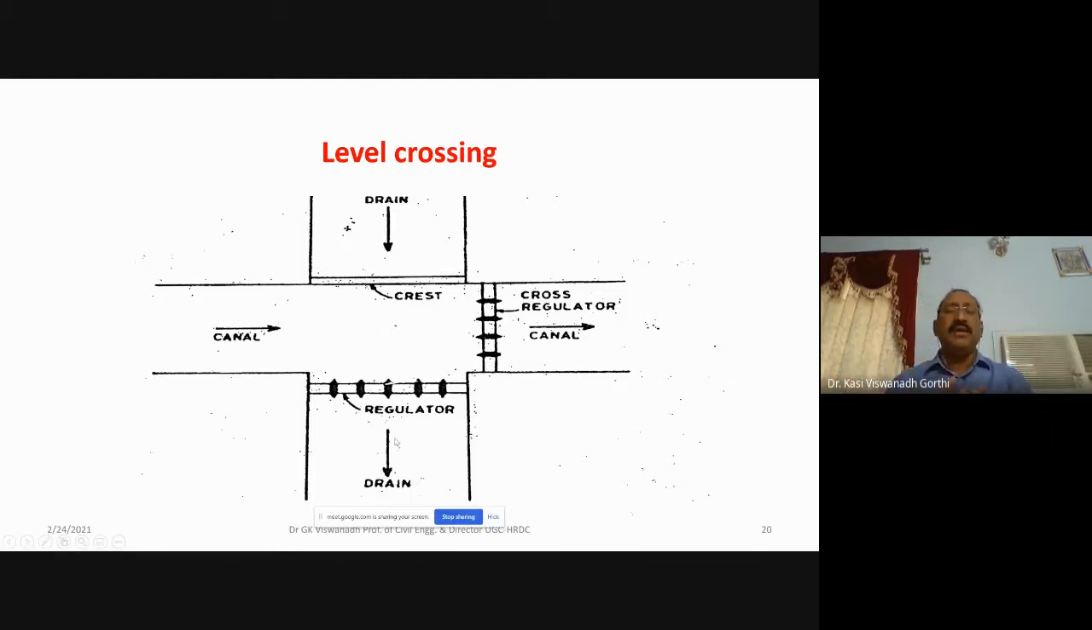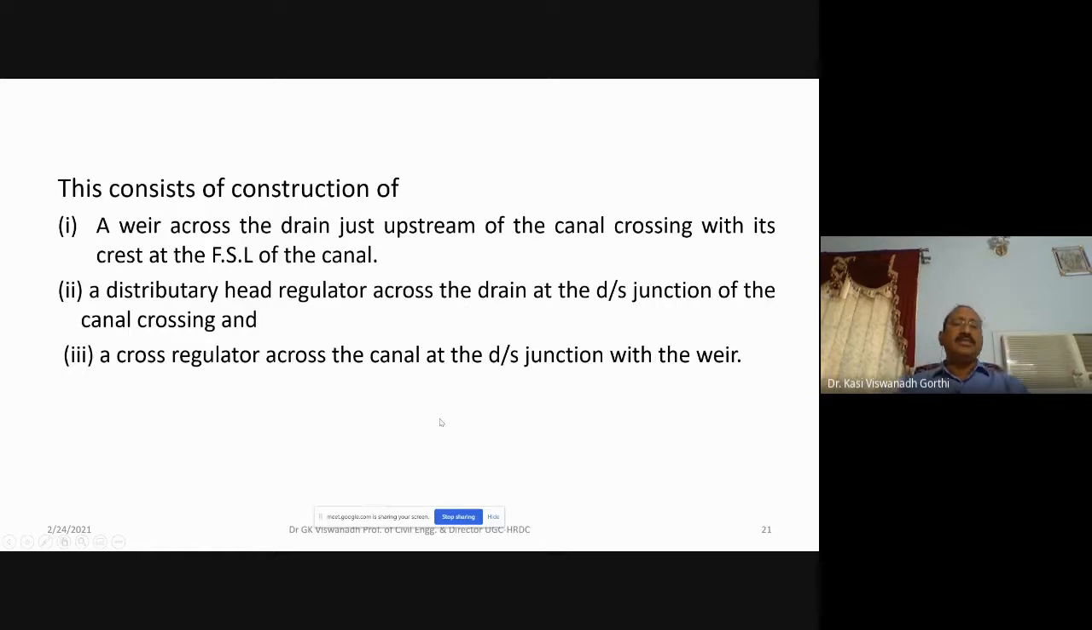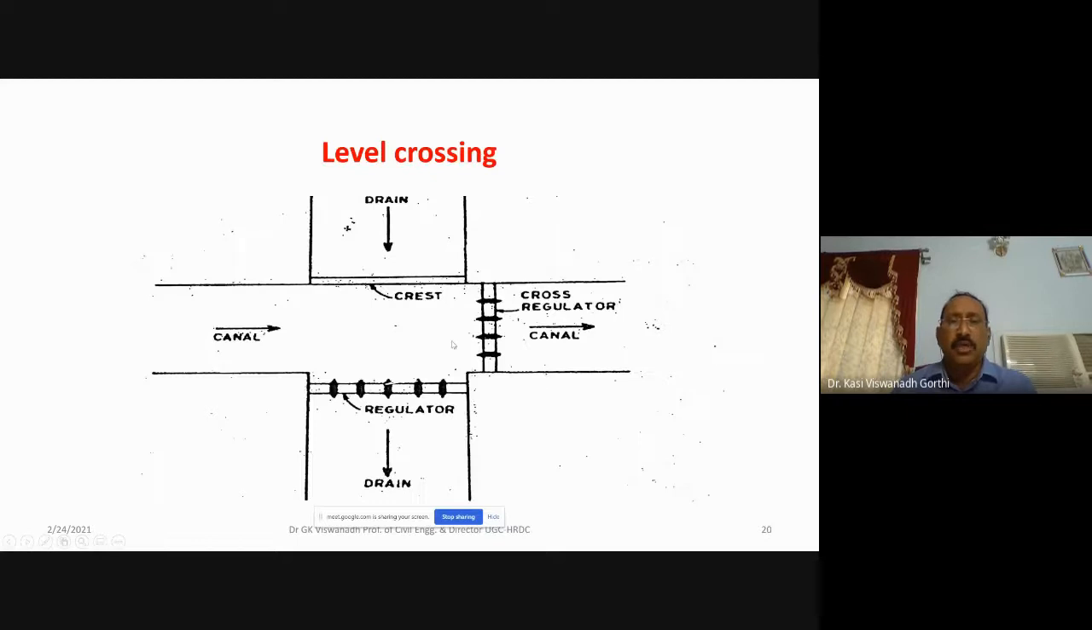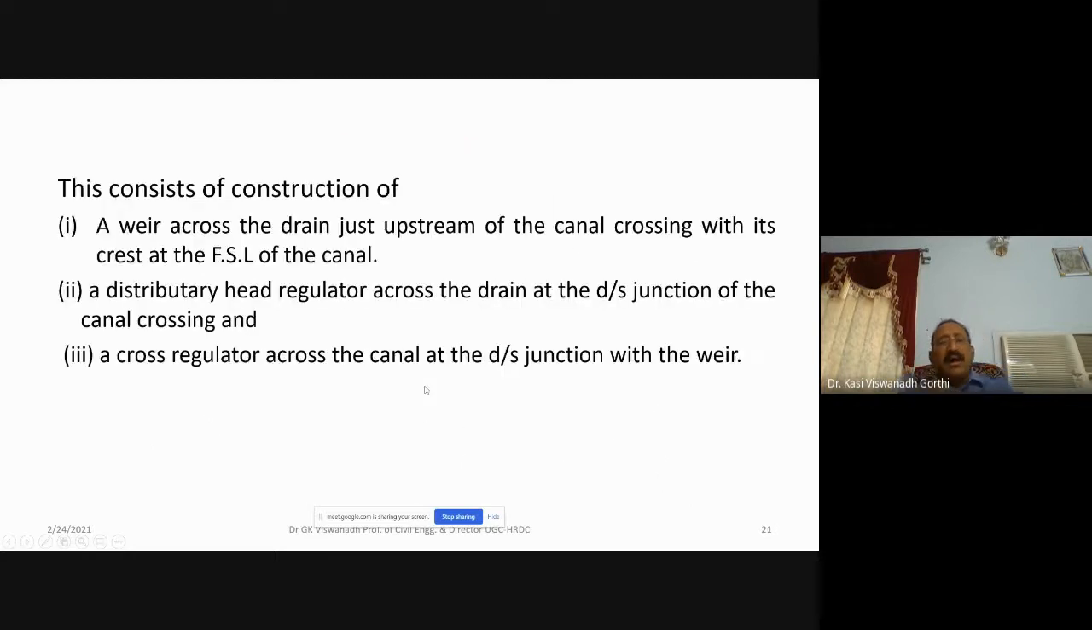Because both are at the same level, it's all equitable. Whatever amount of water is coming through this junction should flow out only to that extent. It should not be more or less. So this consists of construction of a weir across the drain just upstream of the canal crossing with its crest at the full supply level of the canal, a distributary head regulator, and a cross regulator across the canal at the downstream junction. So we are providing a weir with a weir crest here, a cross regulator, and a regulator here. All three are required.